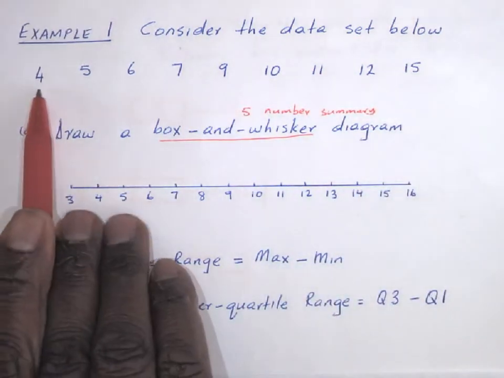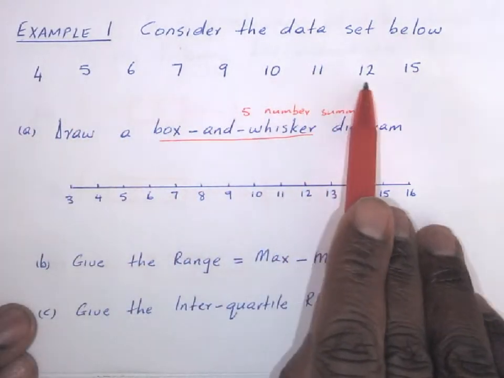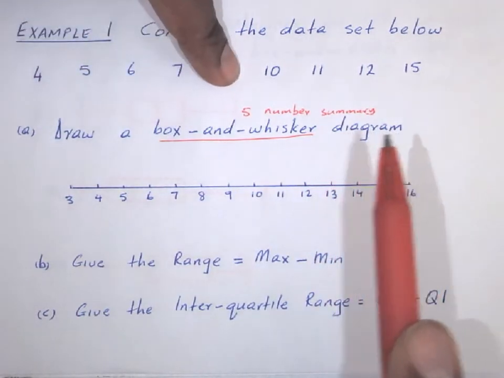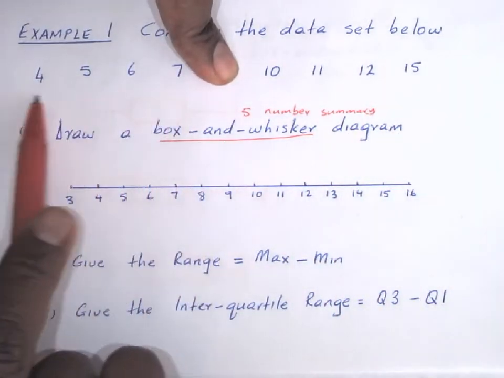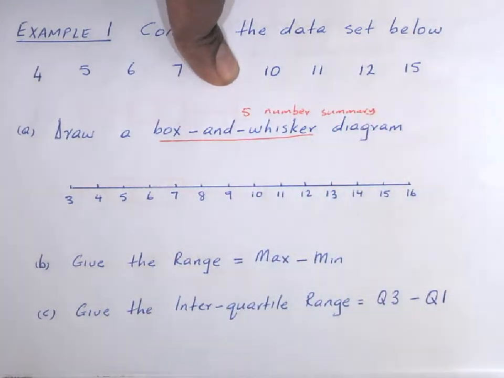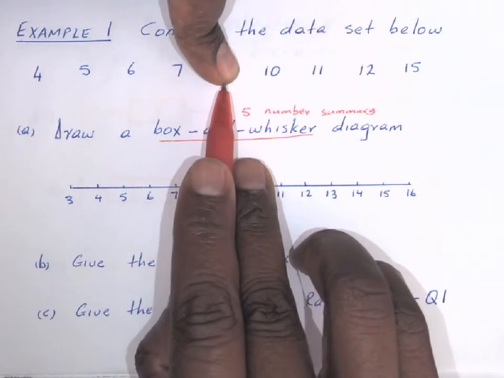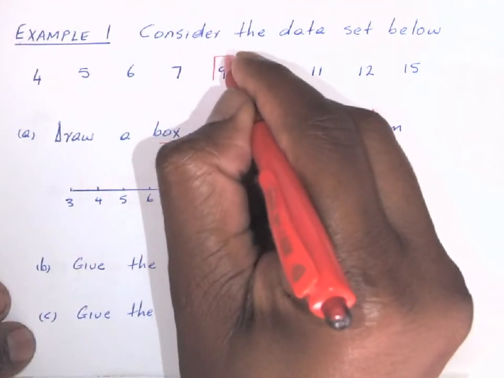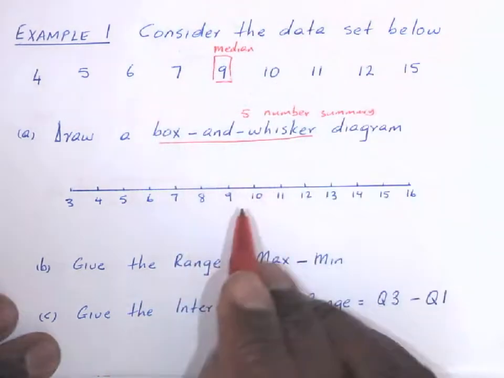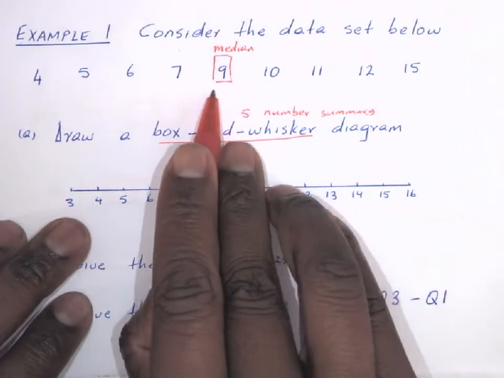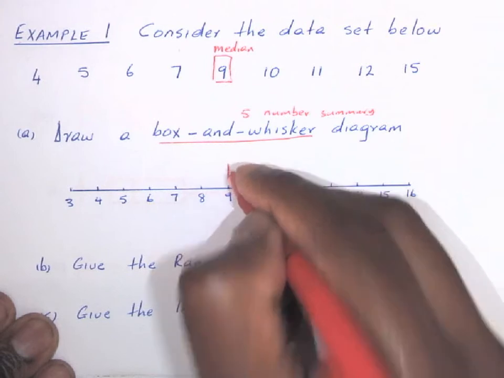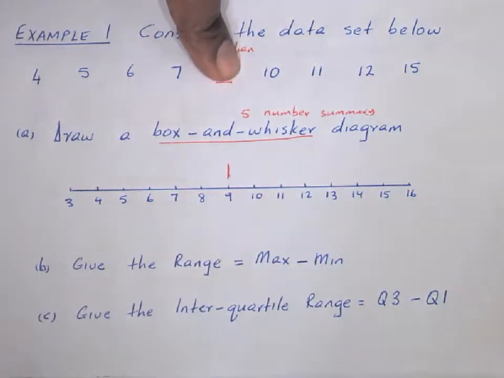If you look at these numbers, 1, 2, 3, 4, 5, 6, 7, 8, 9, find the middle number. 1, 2, 3, 4, 5. That is the middle number because I've got 4 numbers on this side and 4 numbers on that side. That number, we call it the median number. So on this line of ours we'll draw a line on 9, like so.